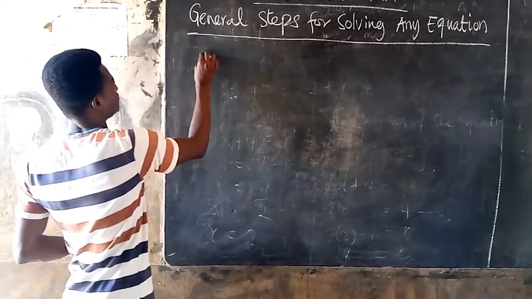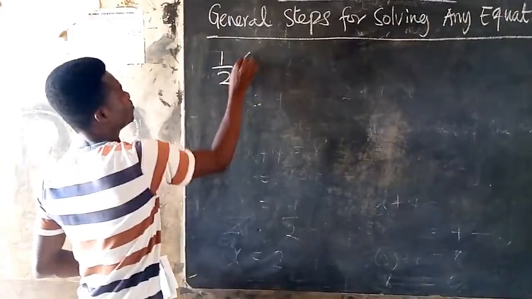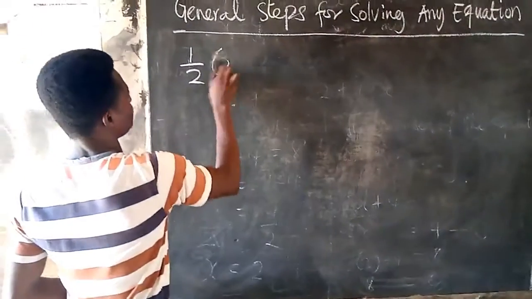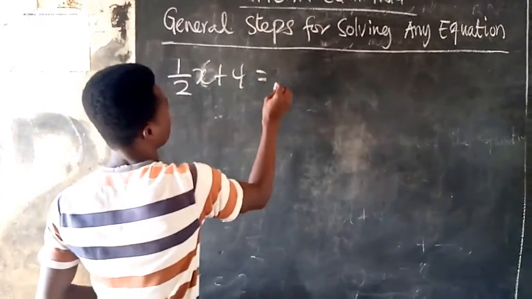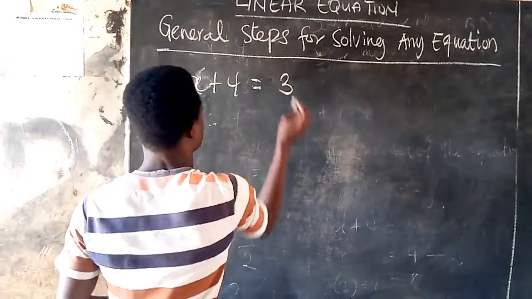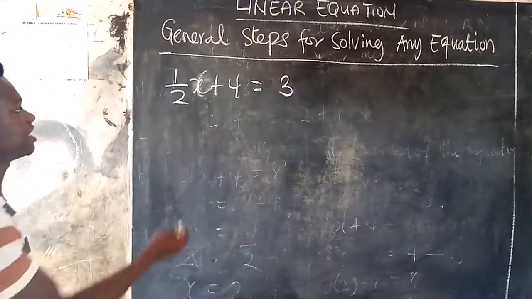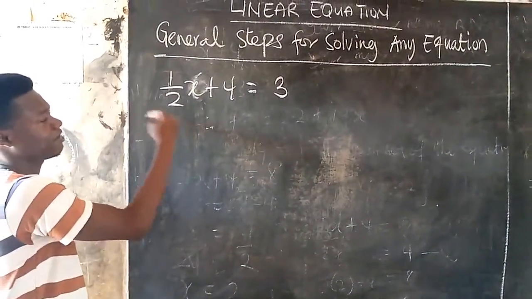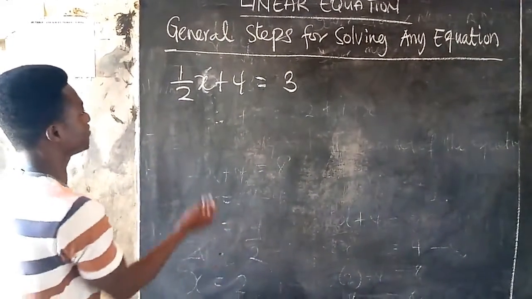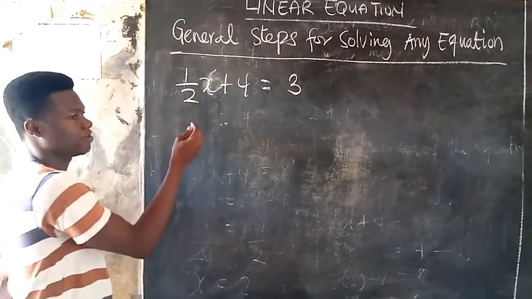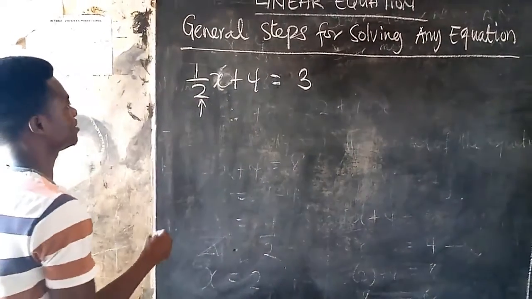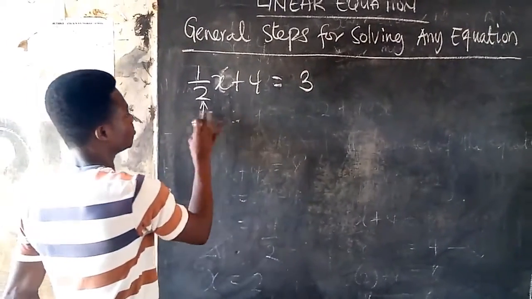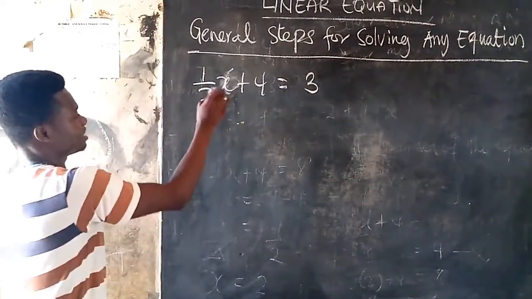Let's say you have 1 on 2x plus 4 is equal to, let's say, 3. Here we have only one fraction, and when you have only one fraction in the equation, the LCM becomes the denominator of your fraction, which is 2. So we multiply through by the LCM, which is 2 here.